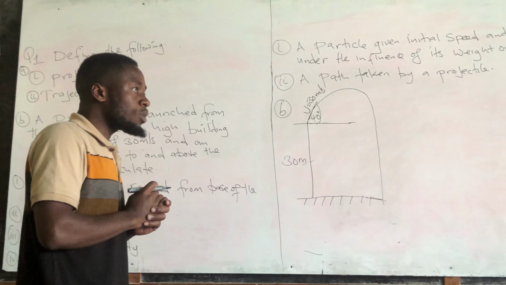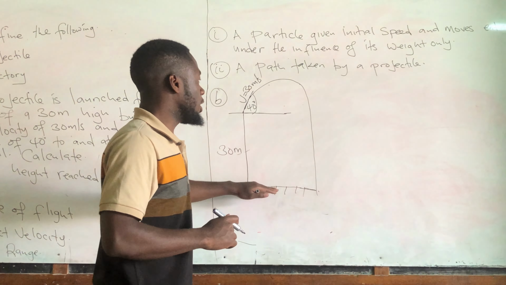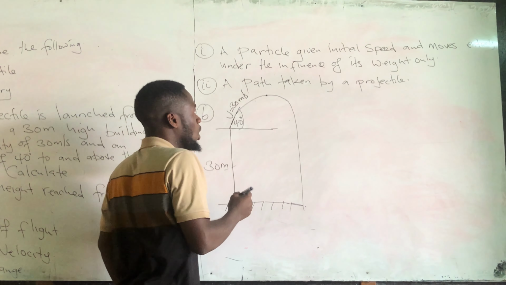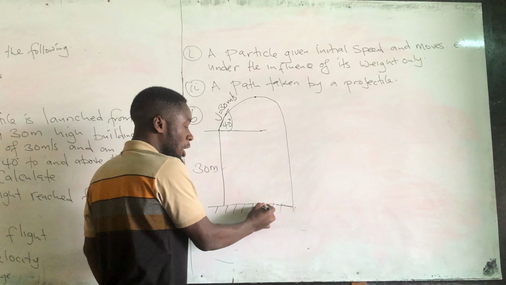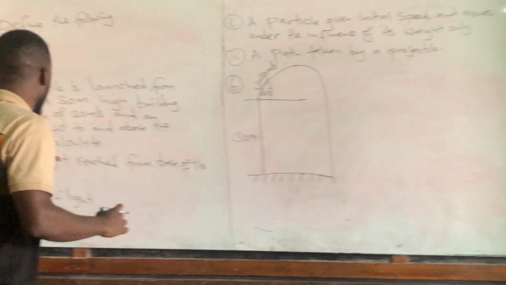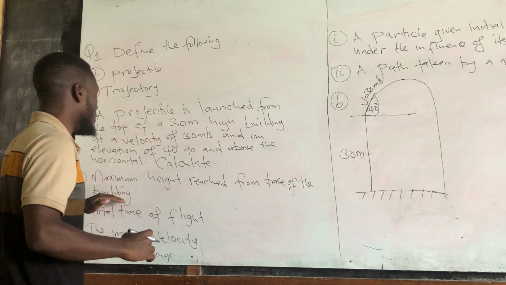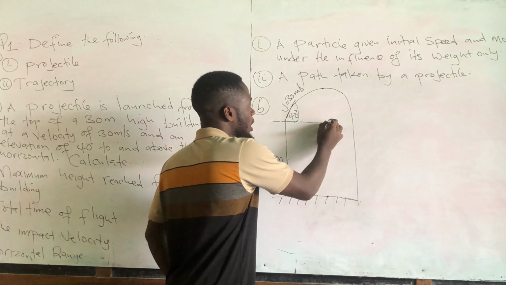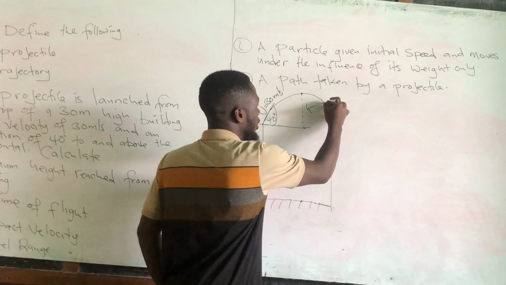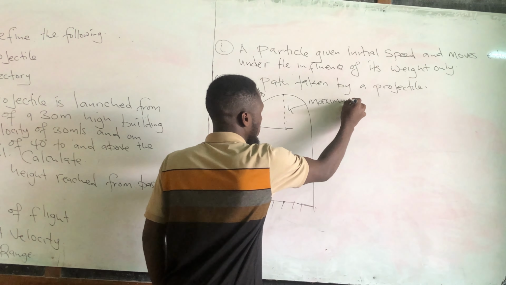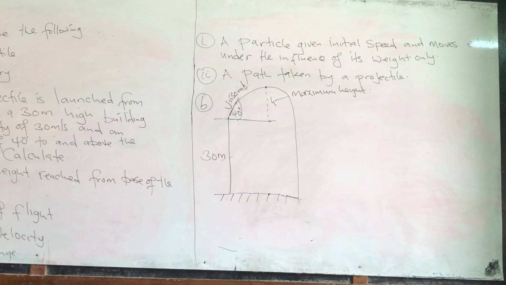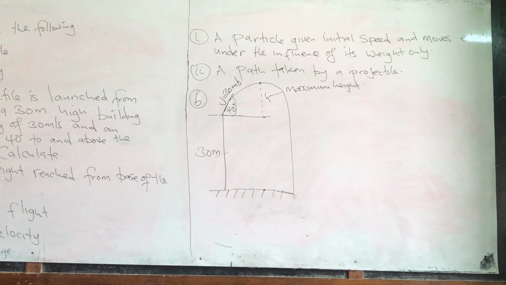We need to find the total height, from the base to the maximum height. The height of the building we are given. So to find the maximum height, we need to find this h here, which is the maximum height above the launch point. Then we find the total height. So how do we find that h?